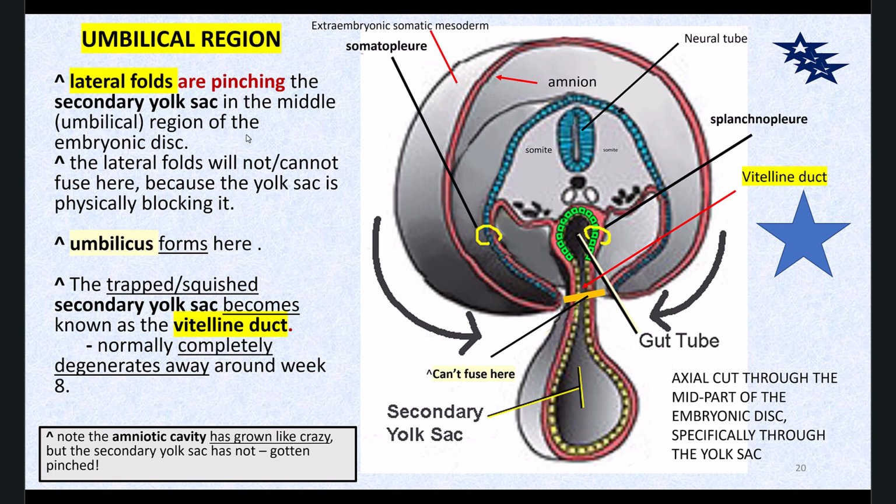Right, I think everything I said, a lot of repeats in these slides. Yeah, umbilicus will form here. We'll talk about that more in a second. Just to note again, the amniotic cavity is growing like crazy. When this fuses into the plane of the page and out of the plane of the page in this view, it'll make the pelvic cavity. So this will become the pelvic cavity, abdominal cavity, thoracic cavity, but not right here at the level of the umbilicus. Yep, we talked about the vitelline duct is this part that's trapped.